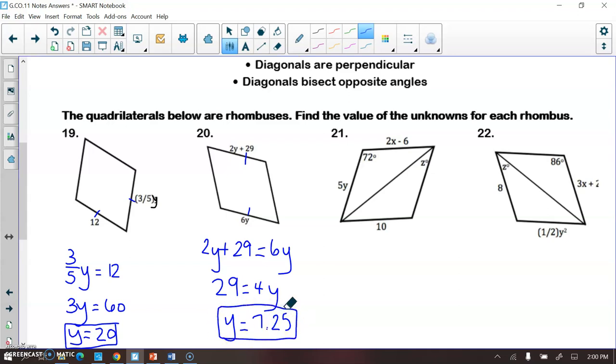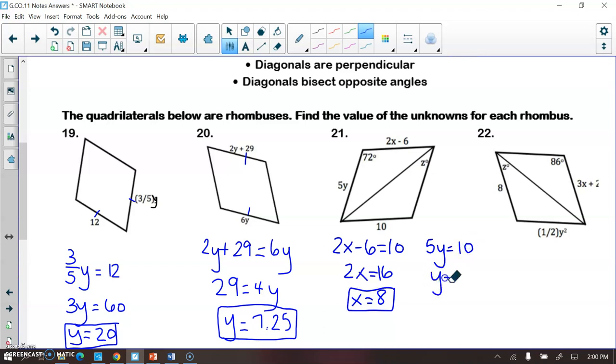Okay, next problem. All four sides are equal, so to find x, I'm going to set that 2x minus 6 equal to 10. I'm going to add 6 to both sides and divide by 2 on both sides. I get x is 8. Again, all four sides are equal, so that 5y can also be set equal to 10. And dividing by 5 on both sides, y comes out to be 2.